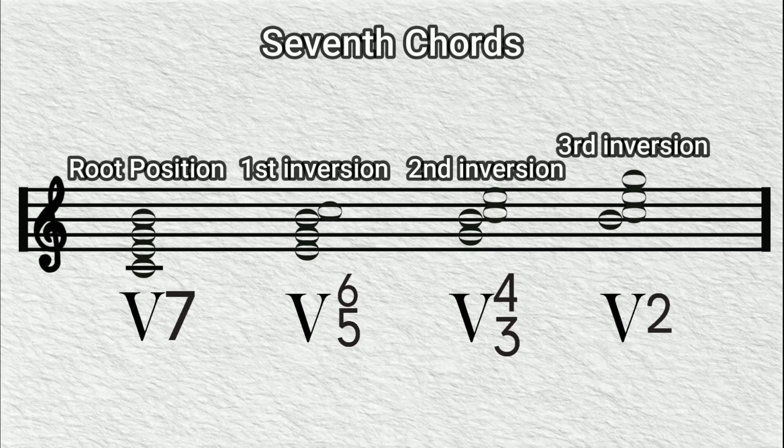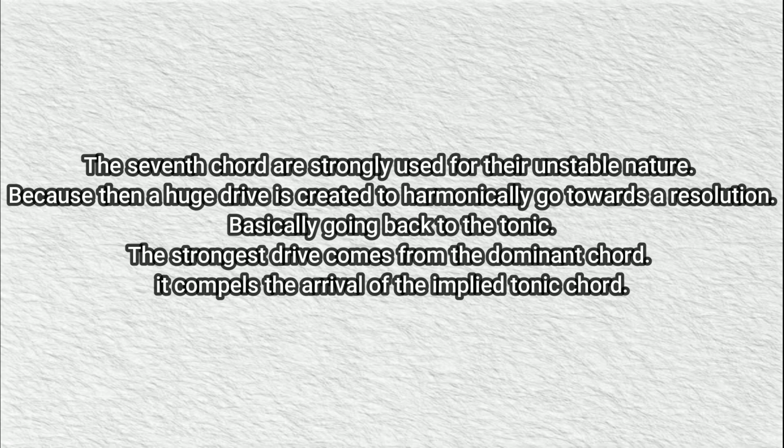A good way to remember the inversions is to count down from 7. Root position has a 7, then 6 and 5 for the first inversion, 4 and 3 for the second inversion, and then 2 for the third inversion. And again, just like the triads, the quality of the 7th chords isn't affected by inverting. The 7th chords are strongly used for their unstable nature, because then a huge drive is created to harmonically go towards the resolution, basically going back to the tonic.